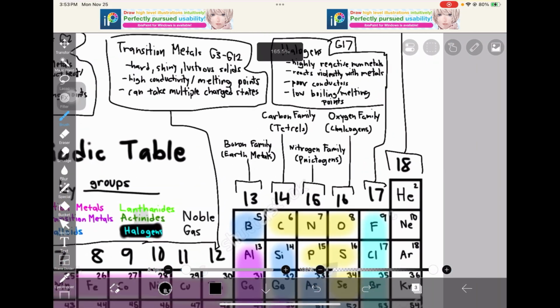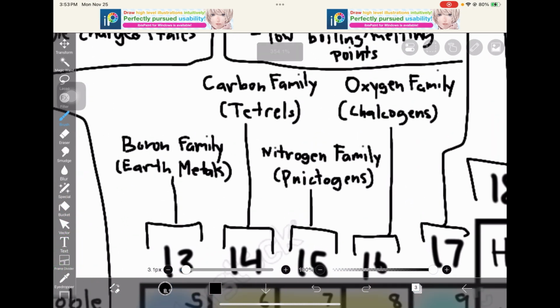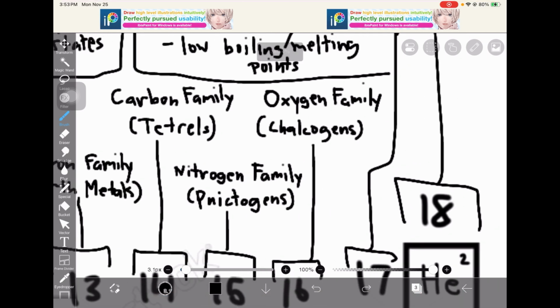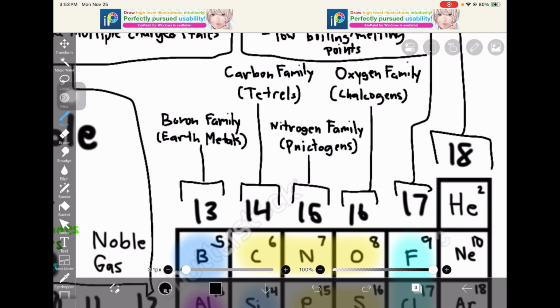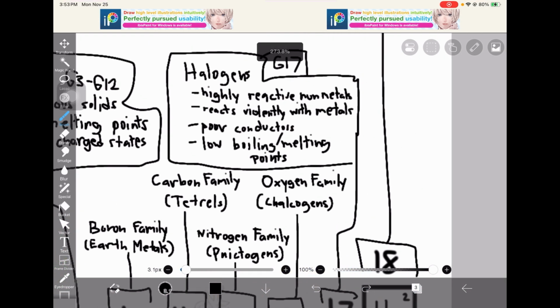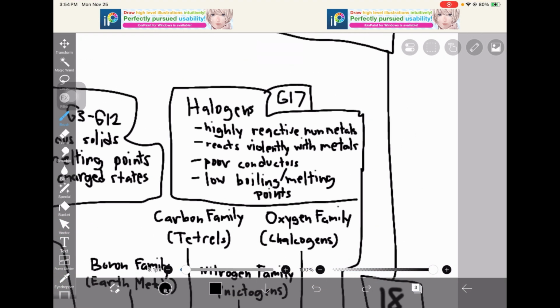Either way, next we have the 4 smaller groups: the boron family called earth metals, the carbon family called tetrels, the nitrogen family called pnictogens, and the oxygen family called chalcogens. These are groups 13, 14, 15, 16 respectively. Next are the halogens. These are group 17. These are highly reactive nonmetals, and they react violently, especially with metals. They are poor conductors of heat and electricity, and they do have low boiling and melting points.